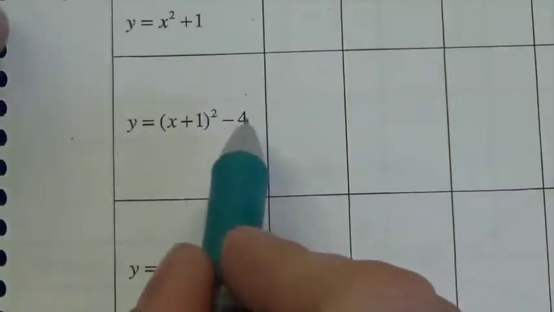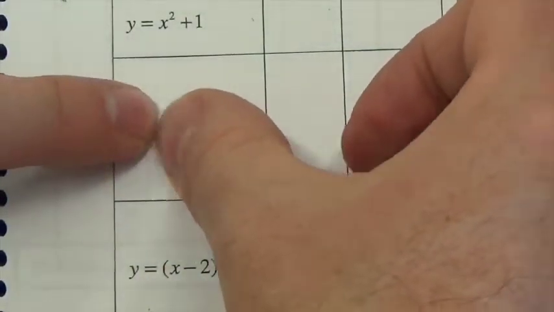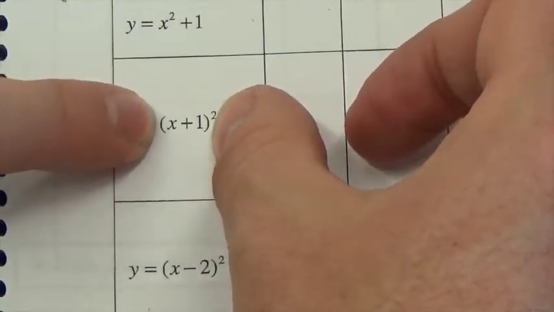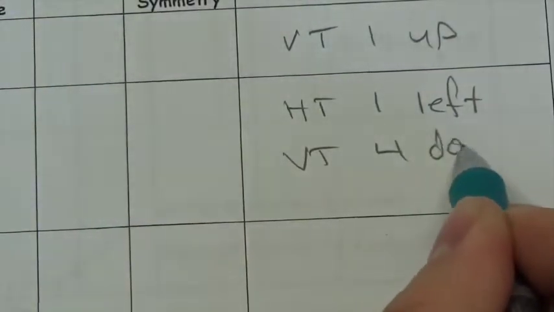And then I've got this negative 4 here, so that gives me my y coordinate. Okay, the x adjusted value squared, that's the y-coordinate, minus 4. So there has been a vertical translation 4 down.